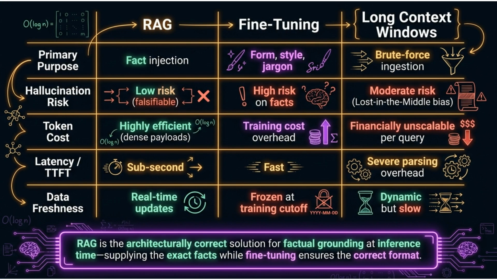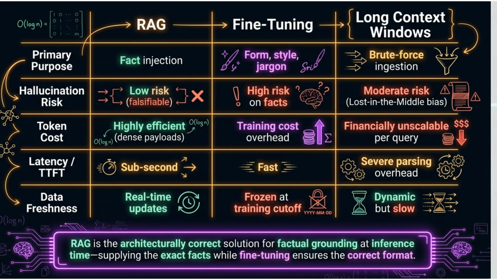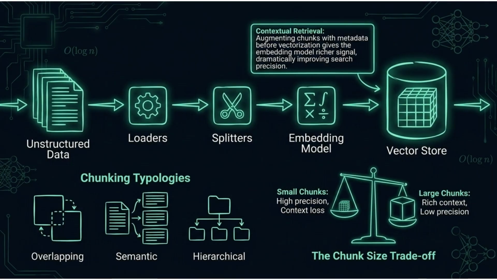RAG is the architecturally correct solution for factual grounding at inference time. It supplies exact facts, while fine-tuning ensures the correct format. Compared to fine-tuning in long context windows, RAG is highly efficient and low risk for hallucinations. The RAG process begins with unstructured data, which is loaded, split into chunks, and vectorized using an embedding model before being stored in a vector store.